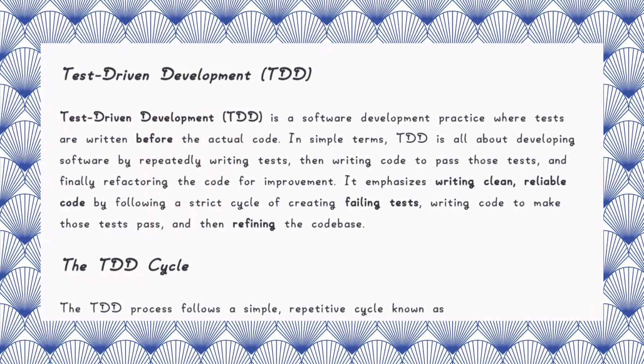Test-driven development is a software development practice where tests are written before the actual code. In simple terms, TDD is all about developing software by repeatedly writing tests, then writing code to pass those tests, and finally refactoring the code for improvement. It emphasizes writing clean, reliable code by following a strict cycle of creating failing tests, writing code to make those tests pass, and then refining the code base.